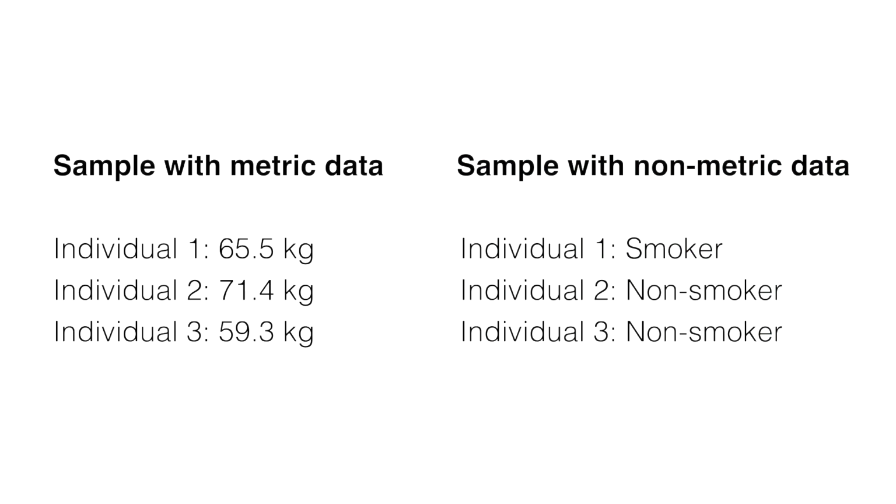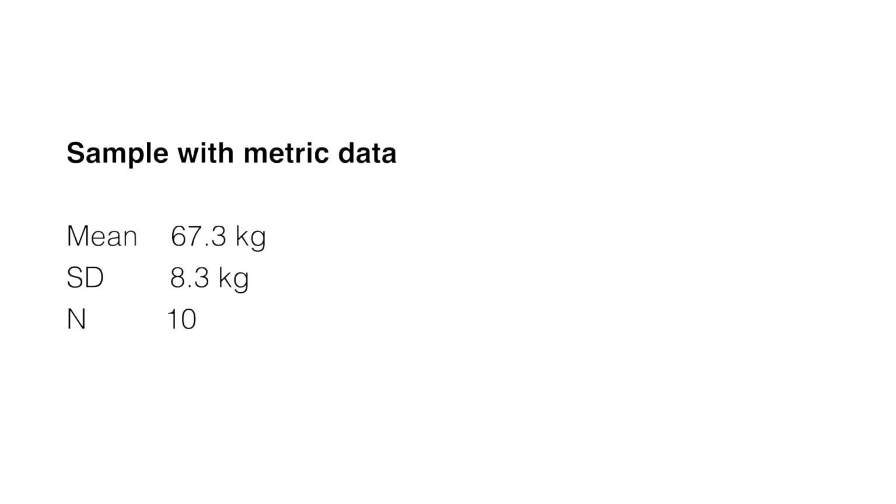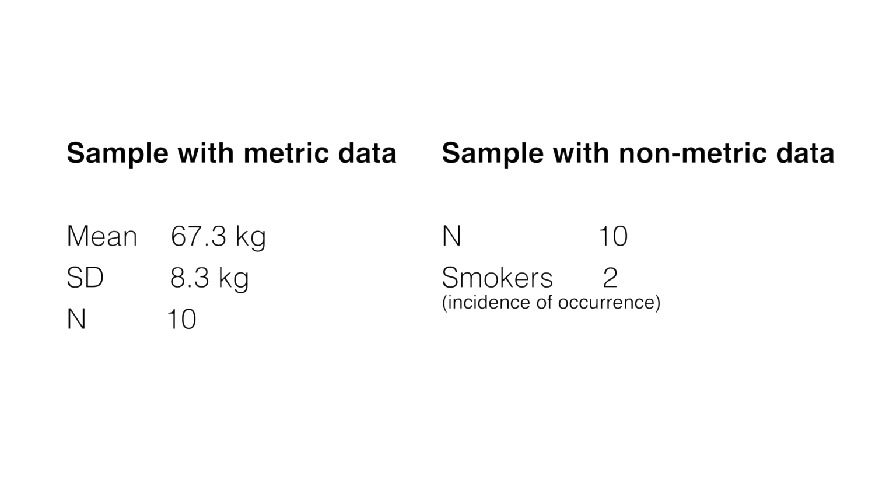Now, when we summarize such data, you will also see that metric and non-metric data are summarized differently. Metric data can be summarized using the mean, which describes the typical value, and the standard deviation, which describes the variability of individual measurements. Finally, we should add the sample size to show how robust our data is. This way of summarizing data is meant for normally distributed data only. Non-metric data can be summarized by the sample size and the incidence with which an attribute was observed. There is no point in providing a mean value or a standard deviation.